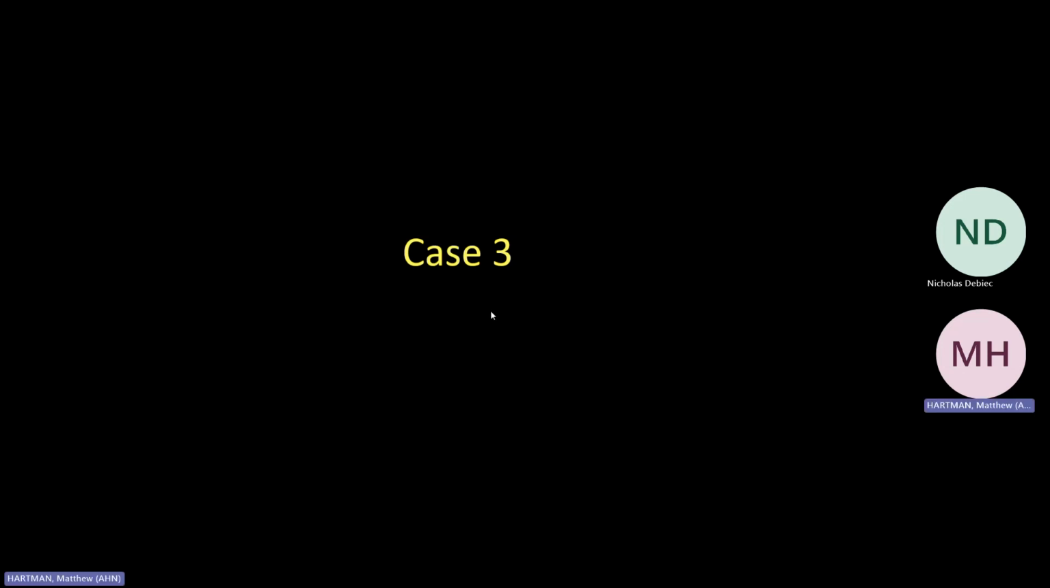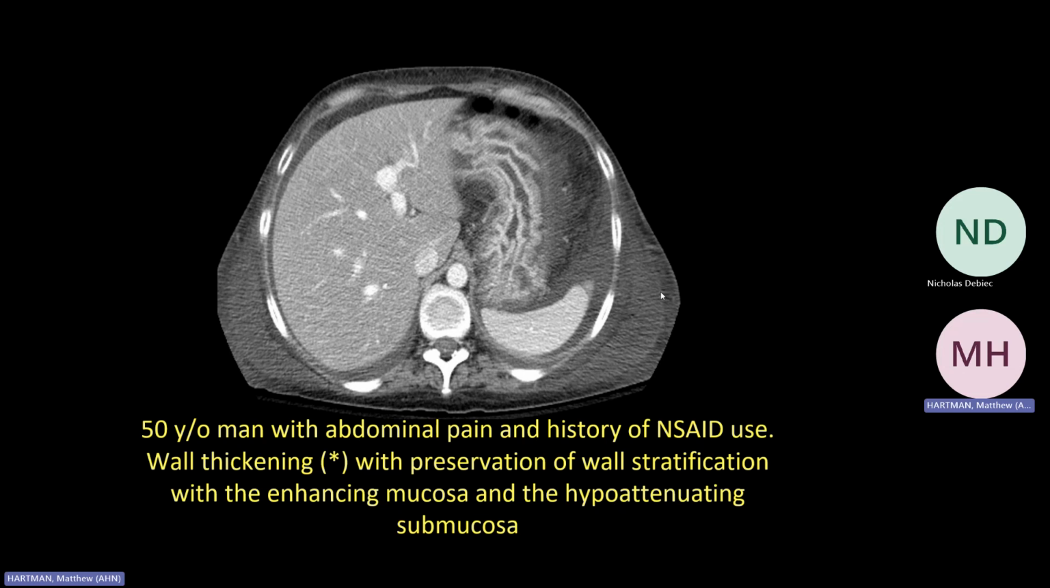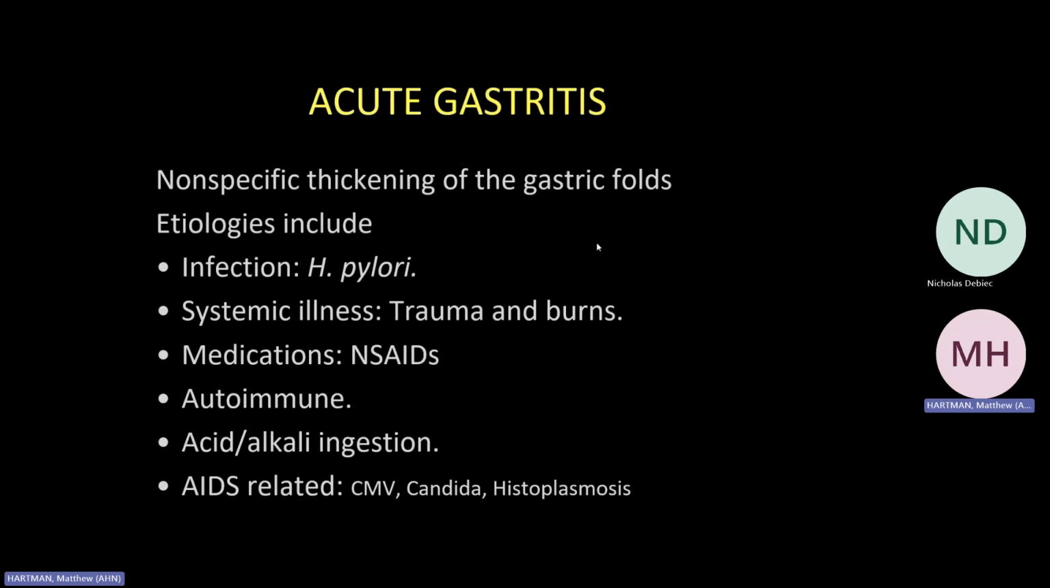Okay, our third case. 50-year-old man, abdominal pain, history of NSAID use. What are we seeing here? Stomach's not well distended, that makes it tough, but there are definitely thickened folds here. Back and forth, thickened folds diffusely through the stomach. This is a case of acute gastritis.